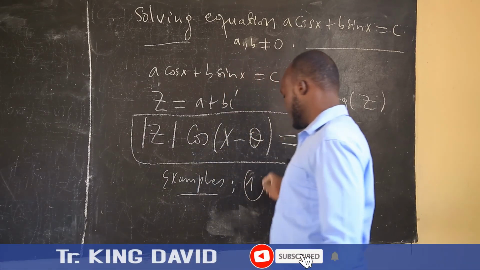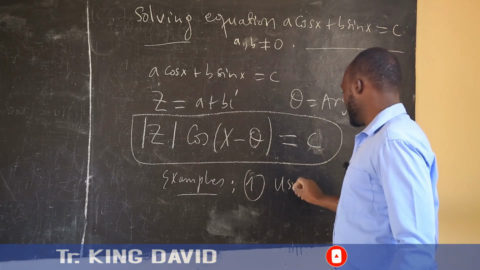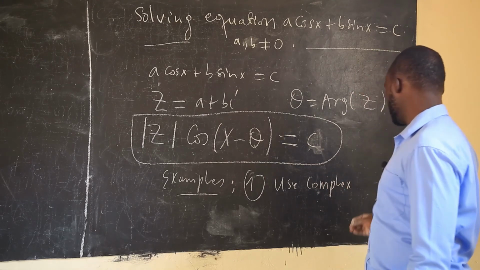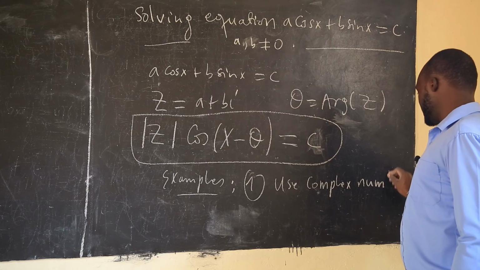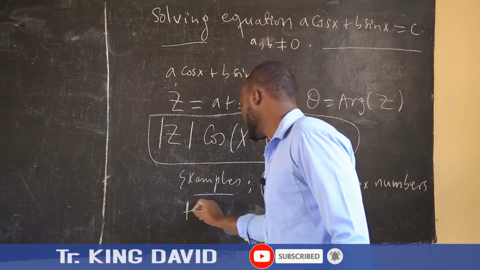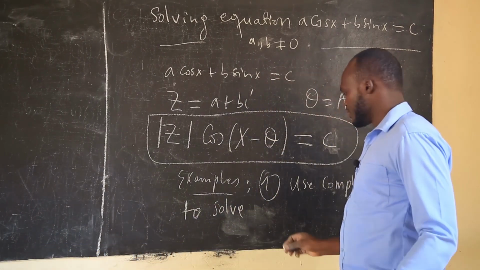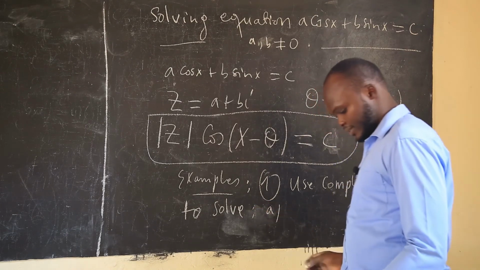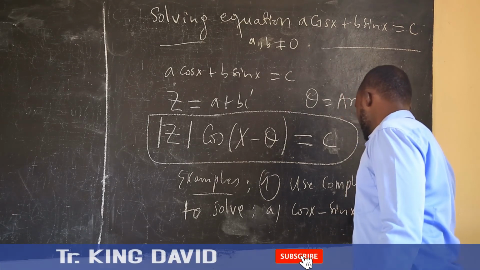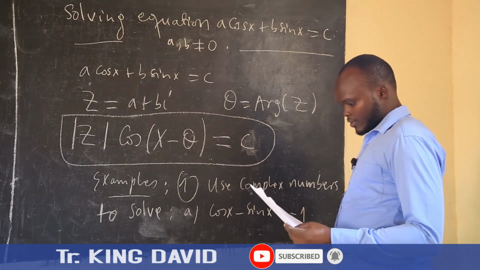So we have example 1. Use complex numbers to solve: cos x minus sin x equal to -1. So we have a and b.